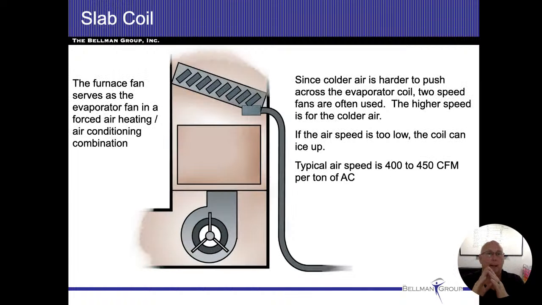A coil looked like the letter A, typical slab coil. We find these a lot on horizontal installs. Just one piece. So the A coil had 2 pieces, whereas slab coil has 1 piece.